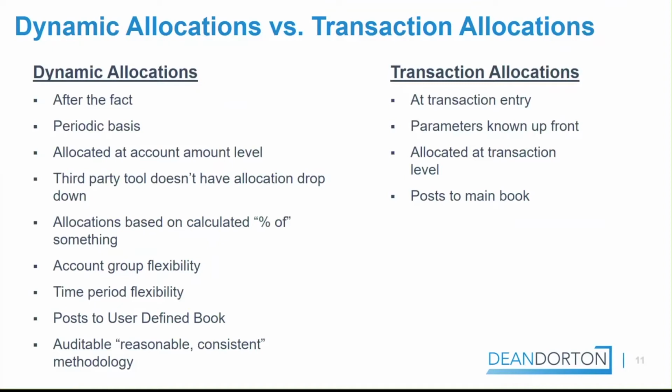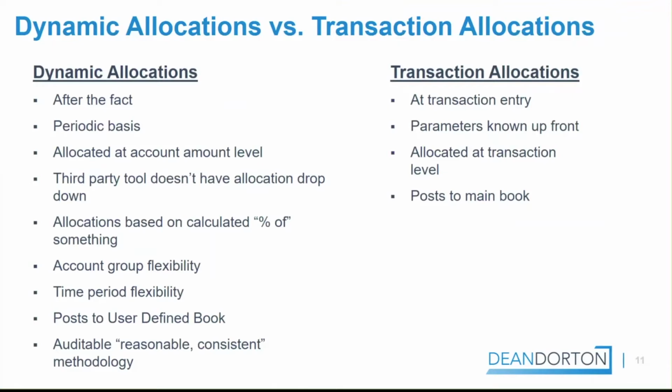The allocations in dynamic allocations are generally based on a calculated percent of something. Generally, you're looking for the system to figure out for you what this department's percentage of overall revenue is, and then use that as the driver for your allocation. Intacct does all of that so that you don't have to export things out to Excel, figure out the calculation, and then book your adjustment. It just happens. You have account group flexibility, so you can choose the account group where your source lives and the account group where your basis lives. And these allocations post to a user-defined book in Sage Intacct.